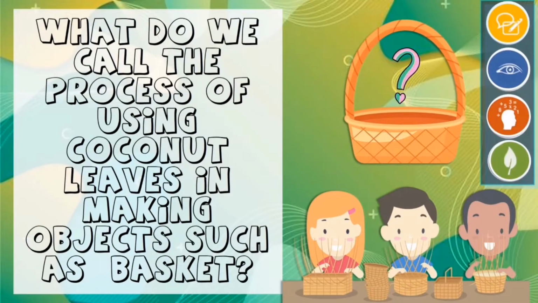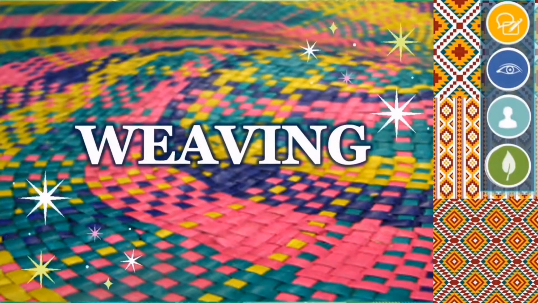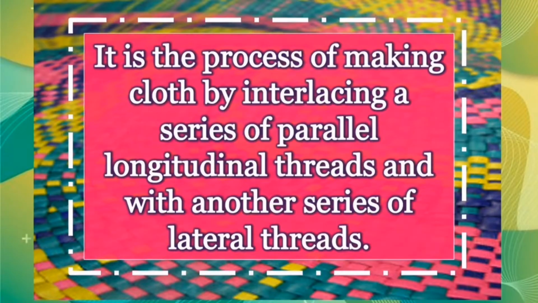What do we call the process of using coconut leaves in making objects such as basket? That's right, it is weaving. It is the process of making cloth by interlacing a series of parallel longitudinal threads with another series of lateral threads.